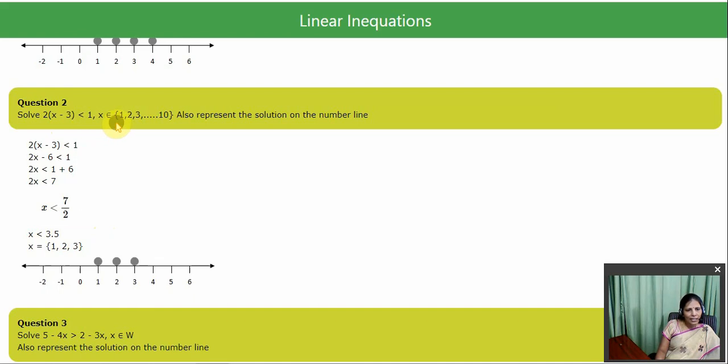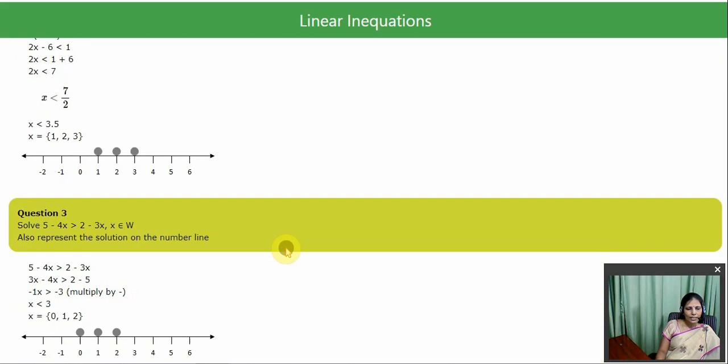But already in the question they gave a set. So we need to pick the answers from this set. So what are all the values you need to pick from here which is less than 3.5? So it is 1, 2, 3. Only these 3 values suit here. So I have represented the solution in the set bracket. The same we need to show it in the number line. As I told you, the number line should be marked with arrows on both the sides, and then this 1, 2, 3 has to be plotted. Right? Now we will go to the next sum.